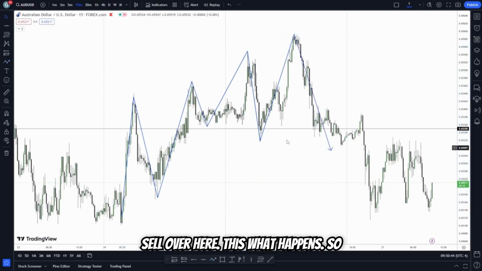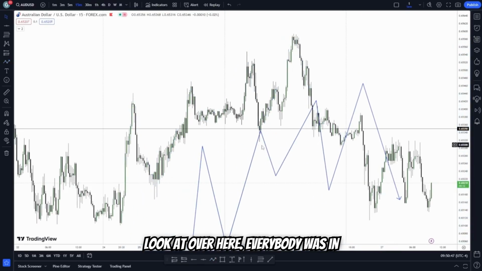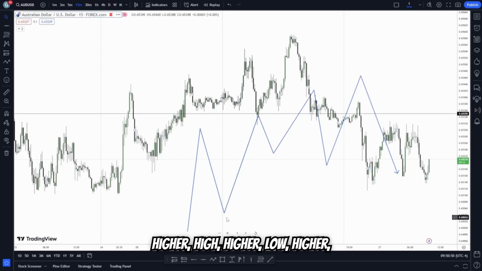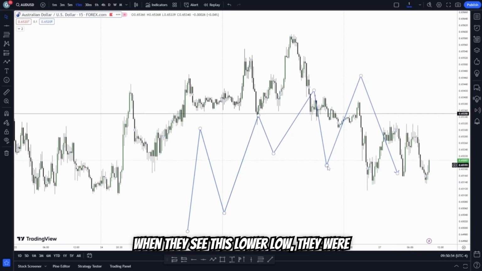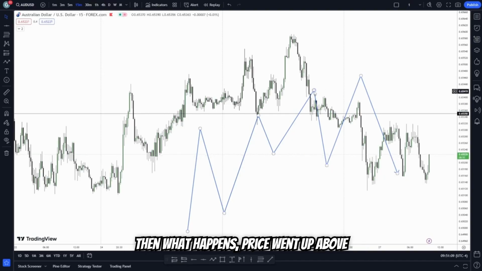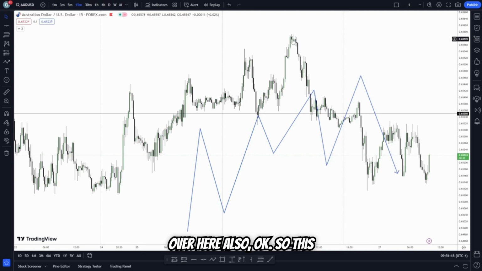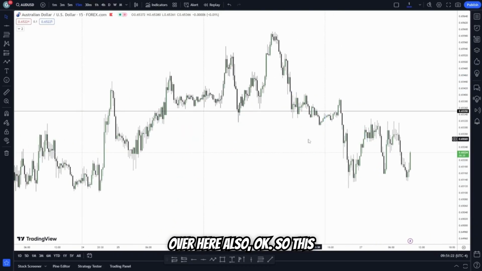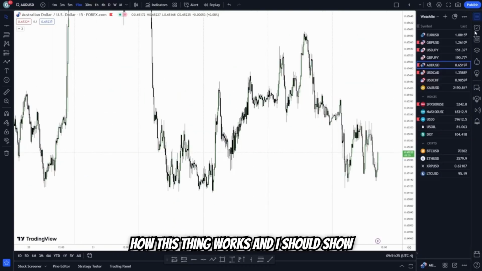This is what happens. So look at over here, everybody was in harmony when they were seeing this higher high, higher low, higher high, higher low, higher high, and when they see this lower low, they were looking for sells from here, right? But over here we looked for a buy. The breakout traders are those who got slaughtered in the market. Okay, so they got slaughtered right over here, and then what happens? Price went up above this high, people are selling over here, and we know that there is a stop loss a little bit above this high, and from there it starts to fall, so we will sell over here also. Okay, so this is how this thing works.